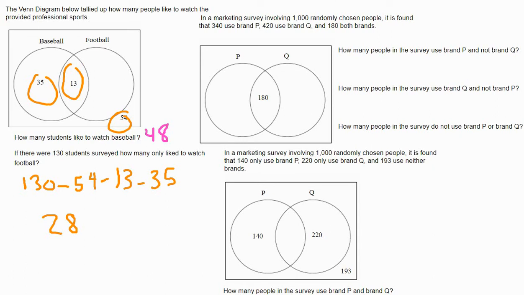In the top right, in a marketing survey involving 1,000 randomly chosen people, it is found that 340 people use brand P, 420 use brand Q, and 180 use both brands. And it can be helpful to fill in the missing blanks in the beginning when you're making your Venn diagram. So if 340 people use brand P, that's this circle right here. But the 180 is both, so we'd have to do 340 minus 180, which is 160, and that's how many people only like brand P.